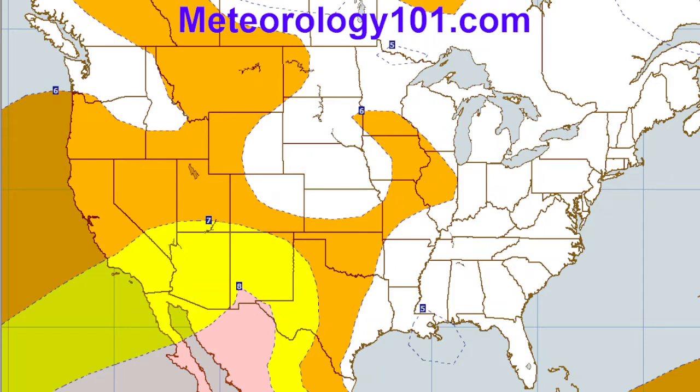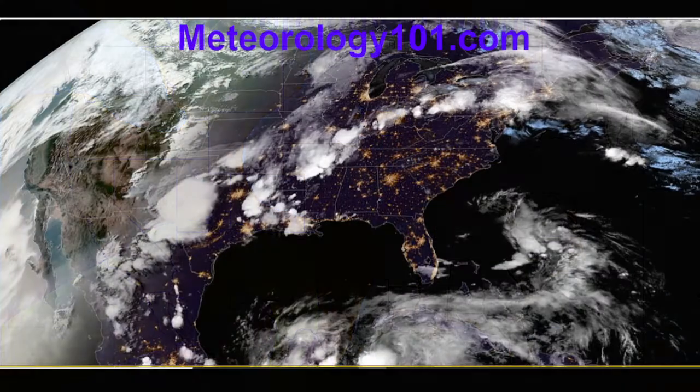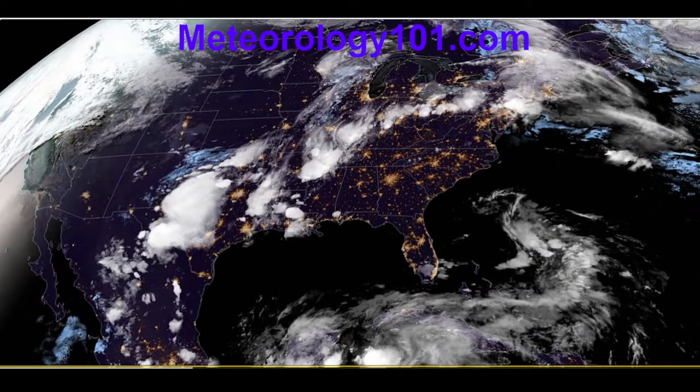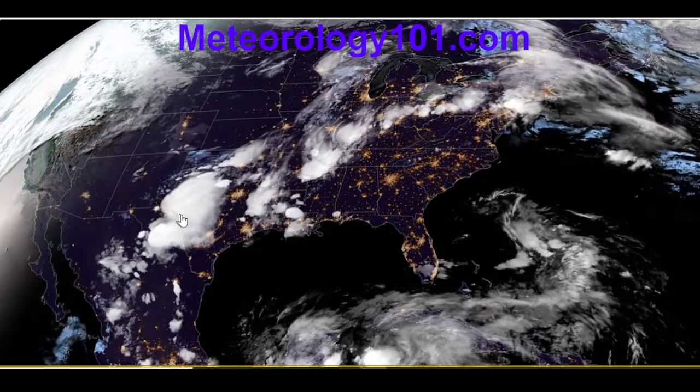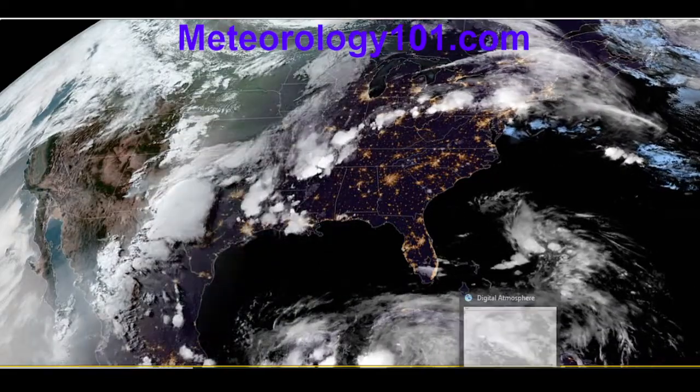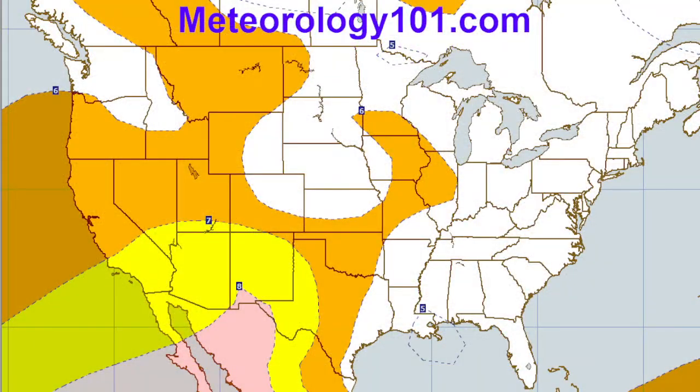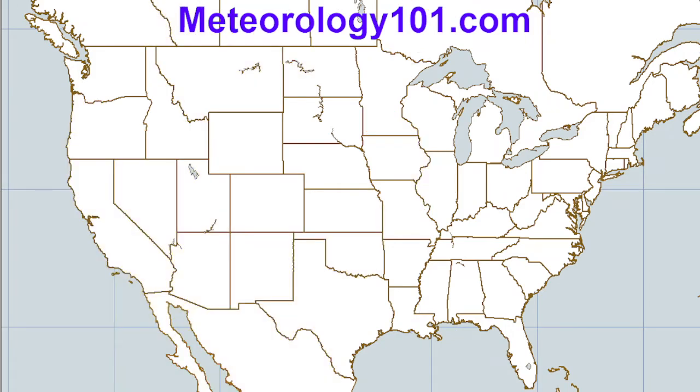So if you go back to that satellite, you'd see where that significant weather is down there, right along the Texas-Mexico border. Let's see, right there.